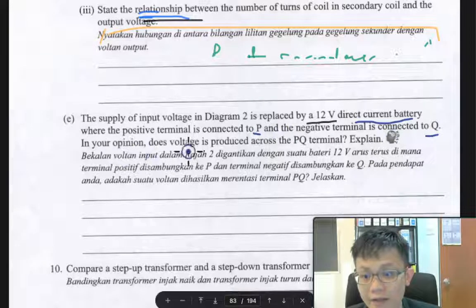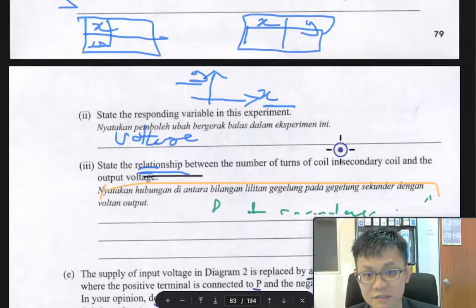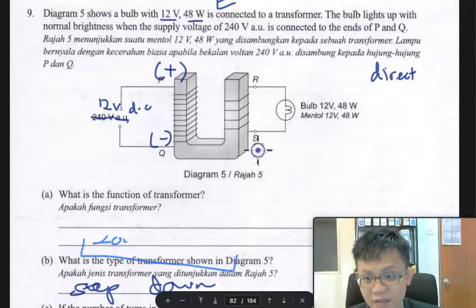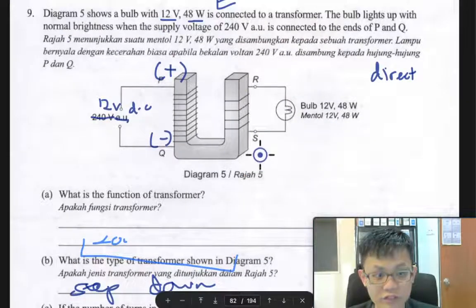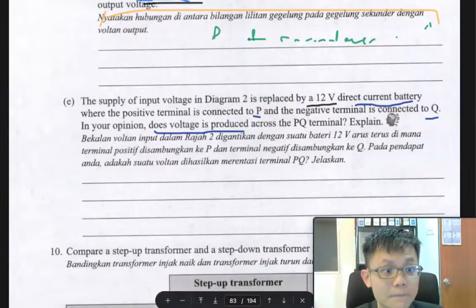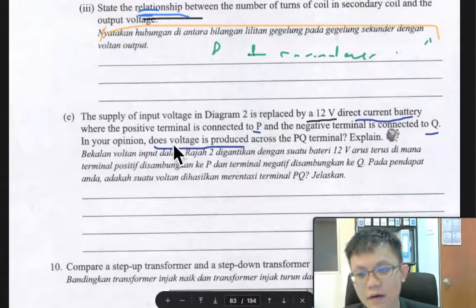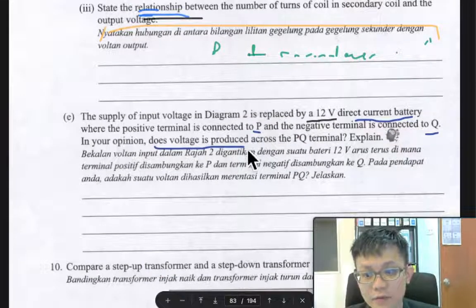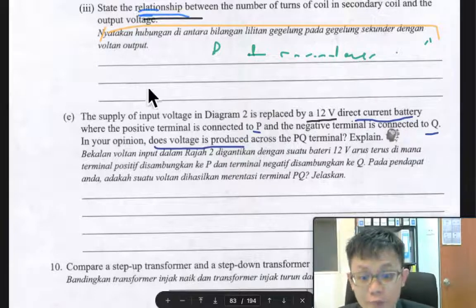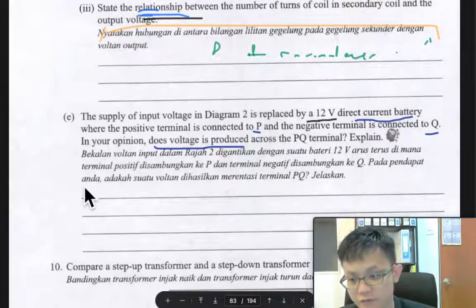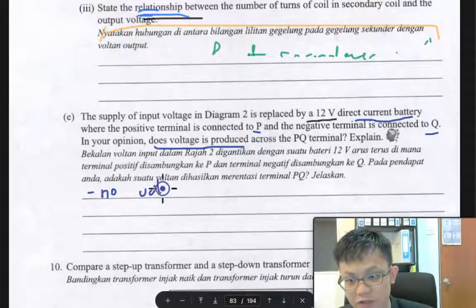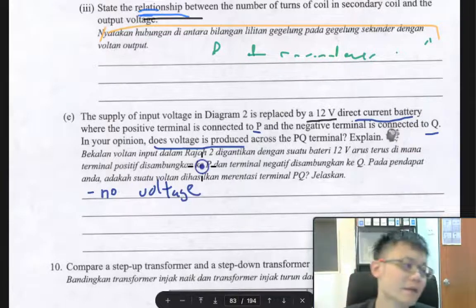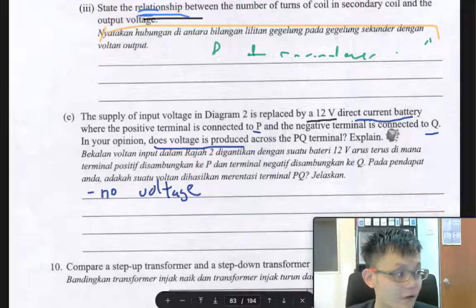In your opinion, is voltage produced across PQ? Explain. So will this whole thing produce voltage? In your mind, does voltage get produced? So the answer is there will be no voltage. Why will there be no voltage?